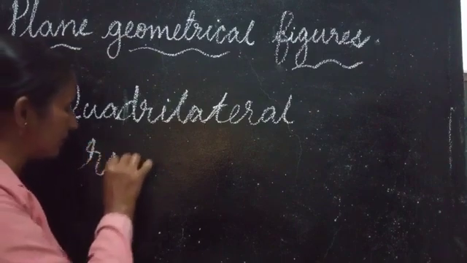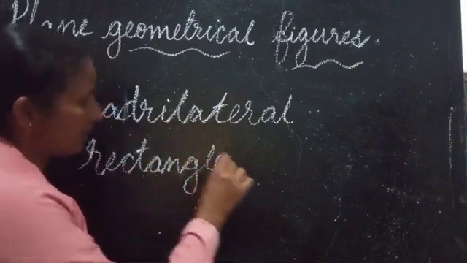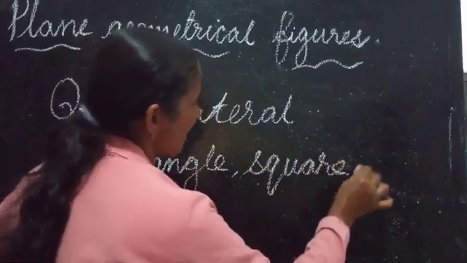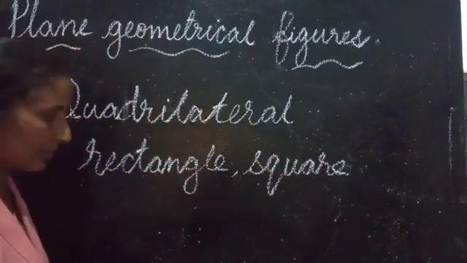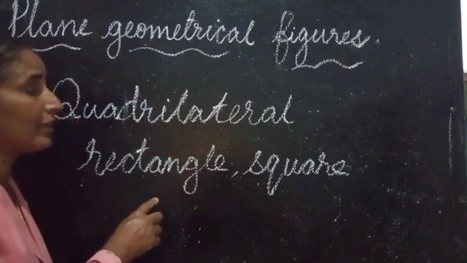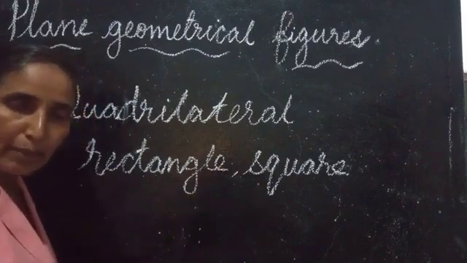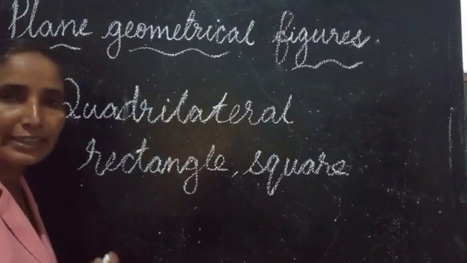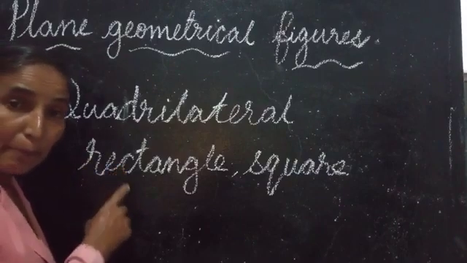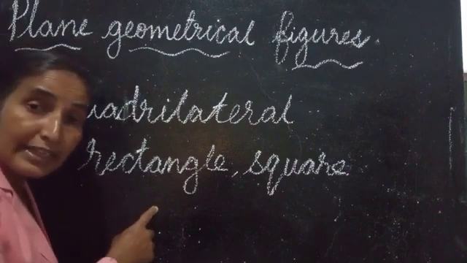We have learned about rectangle and square. Rectangle is a plane shape having 4 line segments. Square is also a plane shape and it also has 4 line segments. So, what is a quadrilateral? A quadrilateral is a plane shape which is formed with 4 line segments.